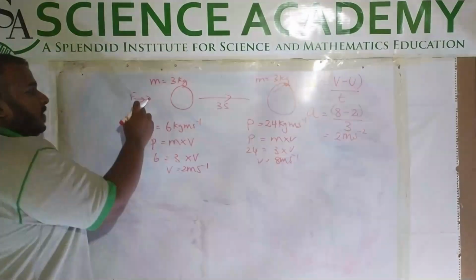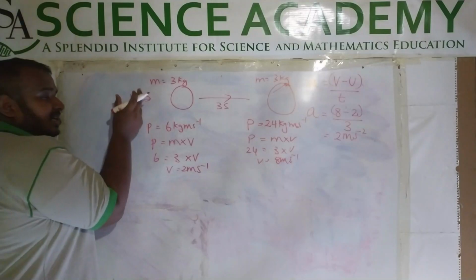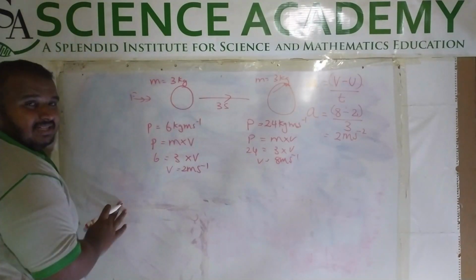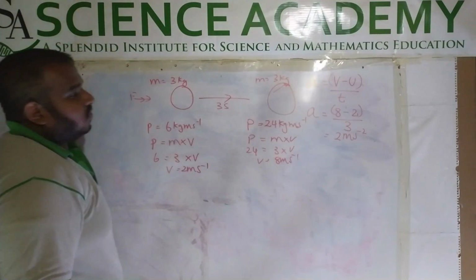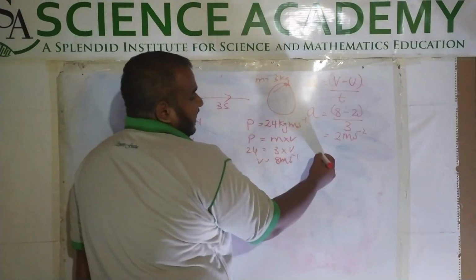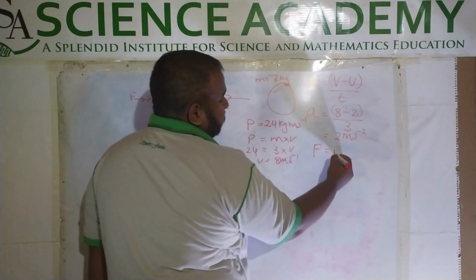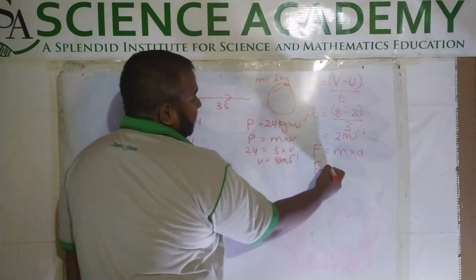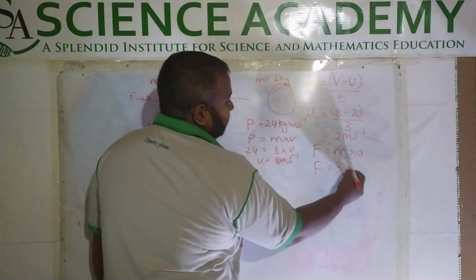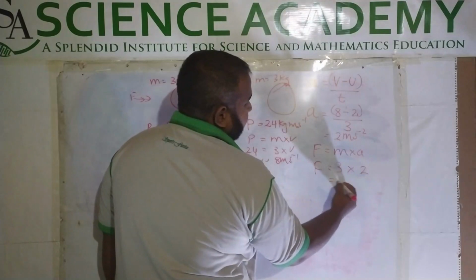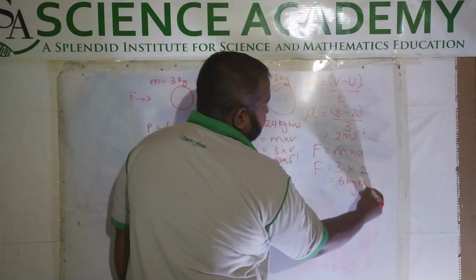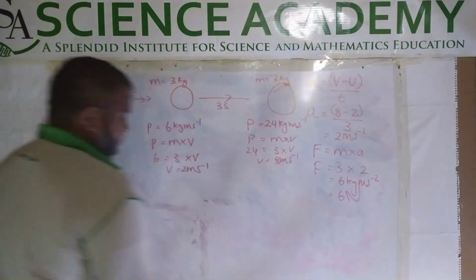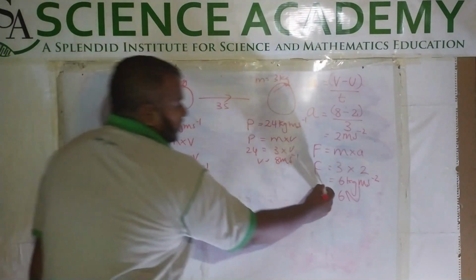So I said to you that this acceleration resulted due to a resultant force. That resultant force, we can find it using F is equal to M into A. So force is the question, mass is 3 kilogram, acceleration is 2, therefore it is 6 kilogram meter second minus 2, that is 6 Newton. The answer is 6 Newton.